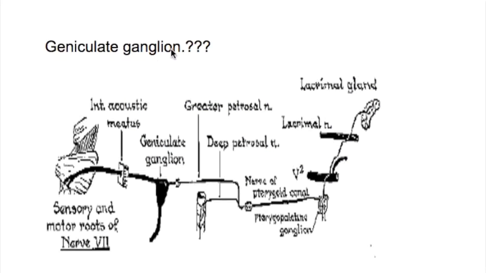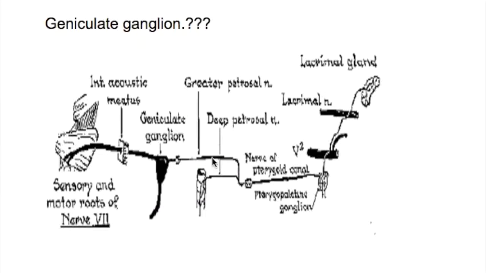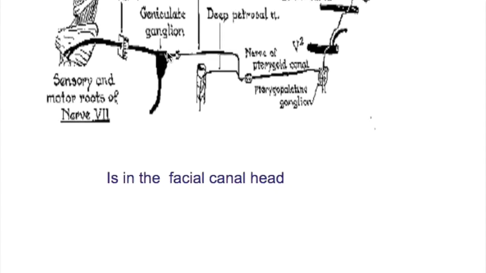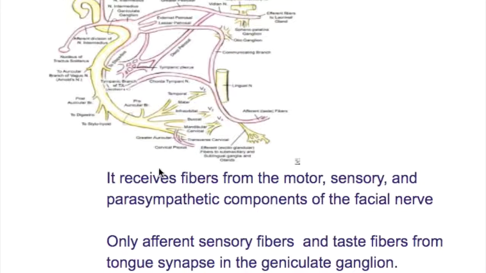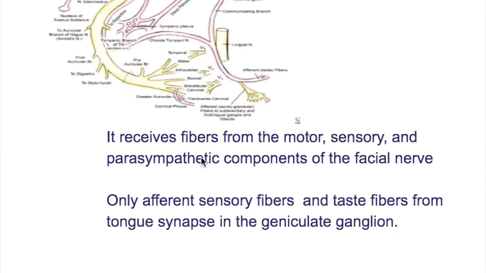What's the geniculate ganglion? The geniculate ganglion is in the facial canal, and it receives fibers from the motor, sensory, and parasympathetic divisions of the facial nerve. They pass through it, but only the afferent sensory fibers and the taste fibers from the anterior two-thirds of the tongue synapse in the geniculate ganglion.